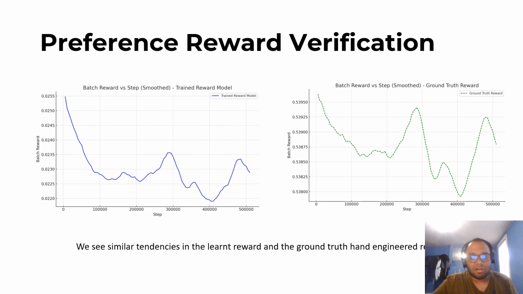Another ablation or study that we wanted to do was to verify that the reward we are learning is in some sense similar or representative of the ground truth reward, and thus is representative of the task itself. So what we do here is that through an entire training run, we've just plotted the batch reward, and this was done using the same seed. And as you can see from both these graphs, the reward that we've learned through preferences is actually pretty similar to the ground truth reward. The only difference here is scale.